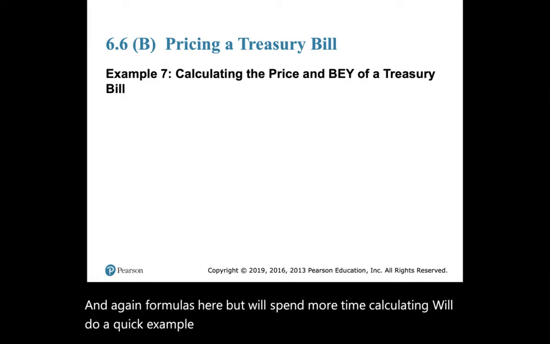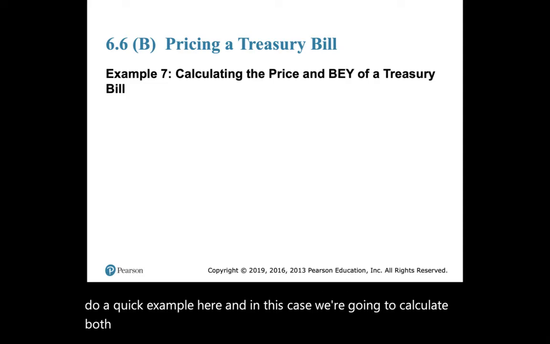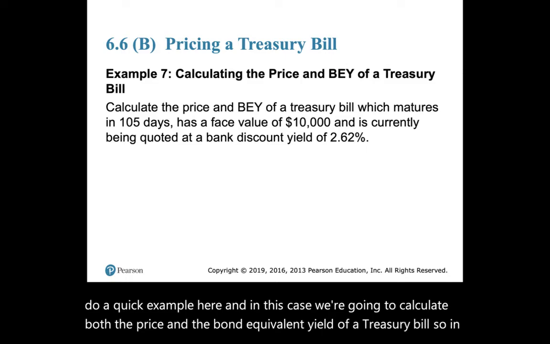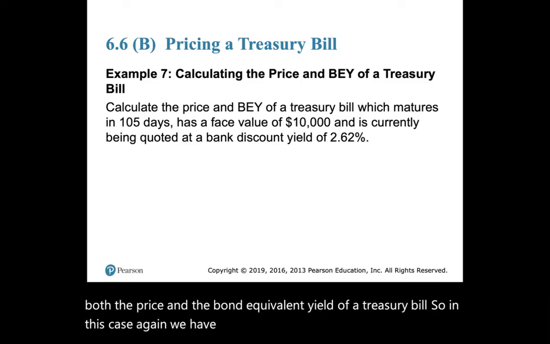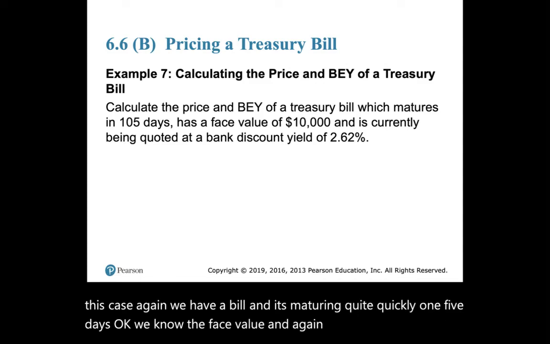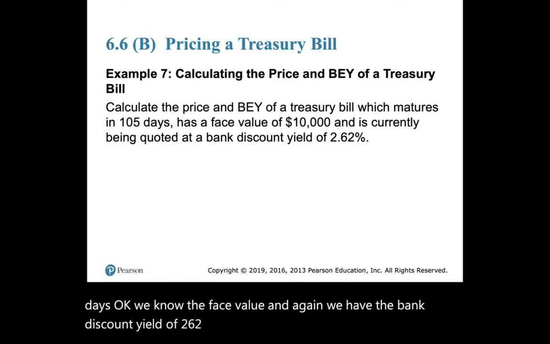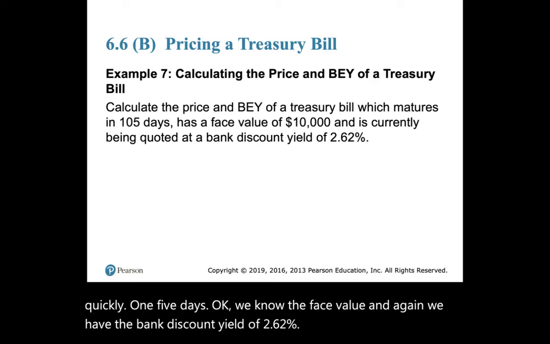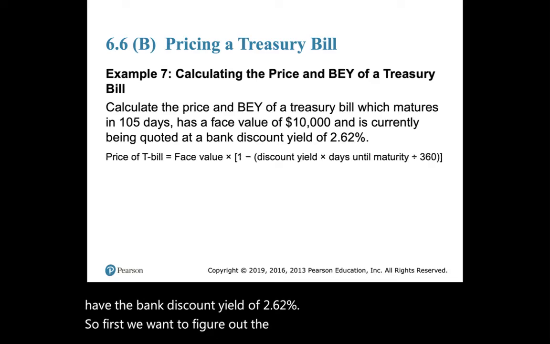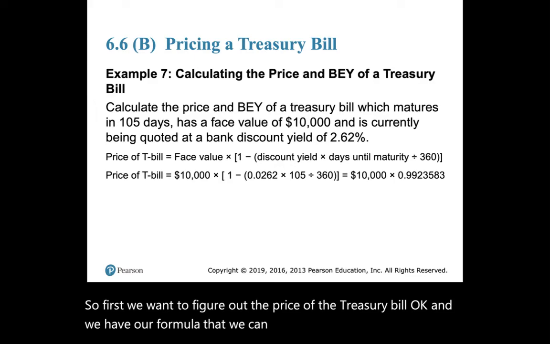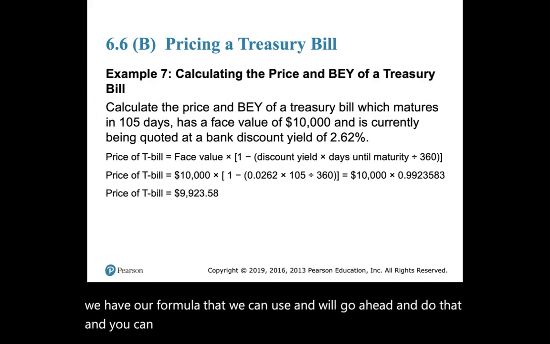And in this case, we're going to calculate both the price and the bond equivalent yield of a treasury bill. So in this case, again, we have a bill and it's maturing quite quickly, 105 days. Okay, we know the face value. And again, we have the bank discount yield of 2.62%. So first, we want to figure out the price of the treasury bill. Okay, we have our formula that we can use, and we'll go ahead and do that. And you can see we get a price of about $9,923.